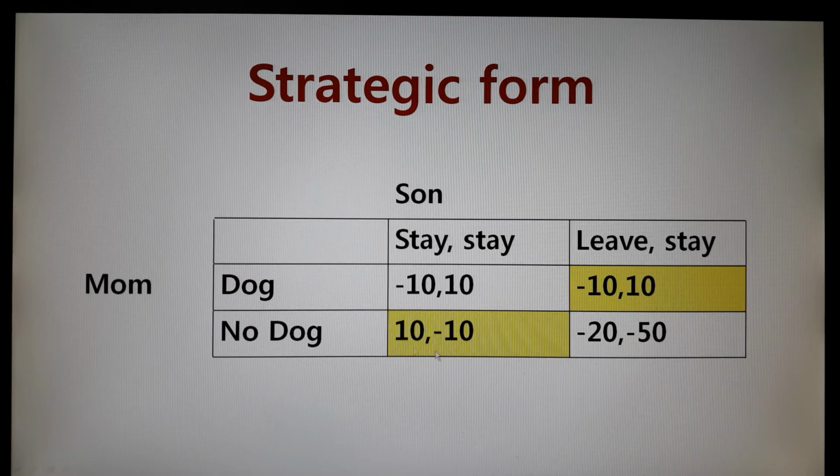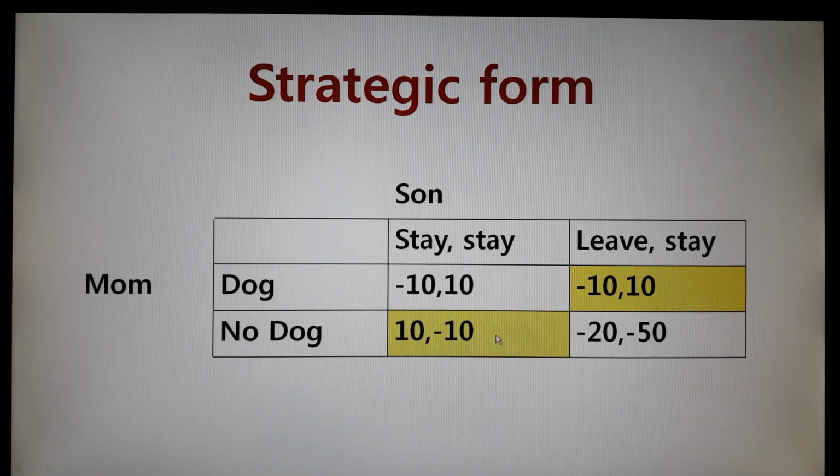What about here? No dog and stay. Now, mom doesn't have to change because now she's getting 10, the happiest state. And if she buys the son a dog, it's negative 10.